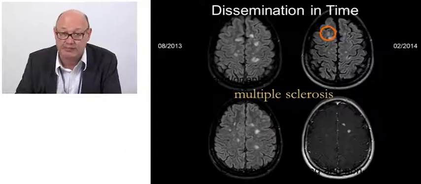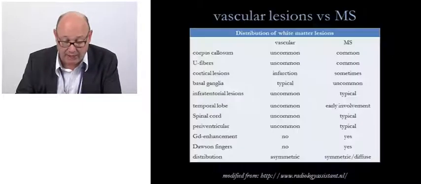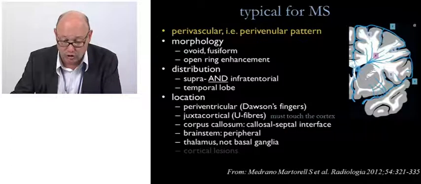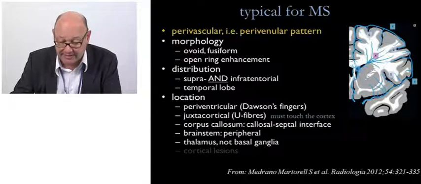If we see white matter lesions, you have to look for this typical distribution pattern to make the differential diagnosis with vascular lesions. I listed them in this scheme that you can see, where you see the most important information again. As I told you, corpus callosum is a common location of MS lesions. Also, the juxtacortical white matter is a common place to find these lesions. You will not find it in vascular lesions.